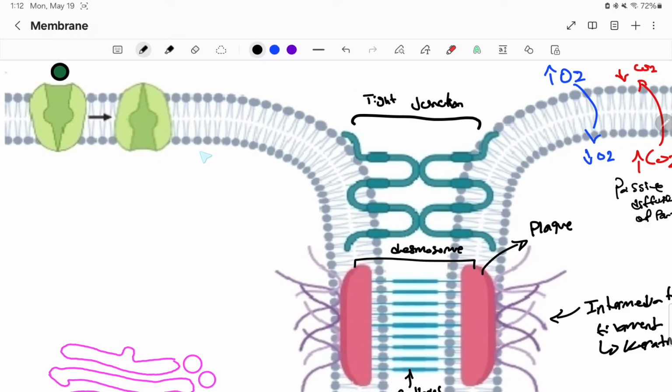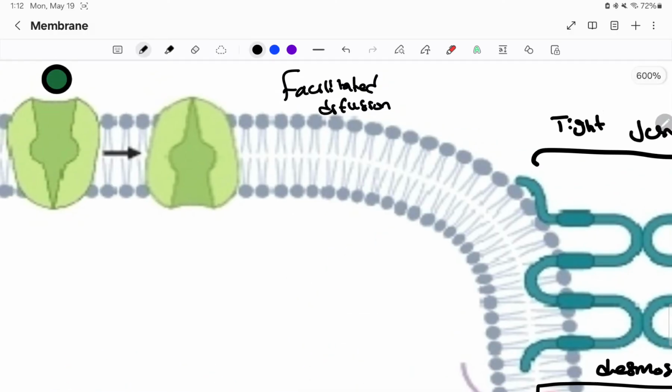Let's get rid of this. So let's write it down here. We said there is facilitated diffusion. And what does that look like? Like I said, let's say we have this molecule of glucose, all right? So high glucose outside, low glucose inside. How does this glucose molecule get in?